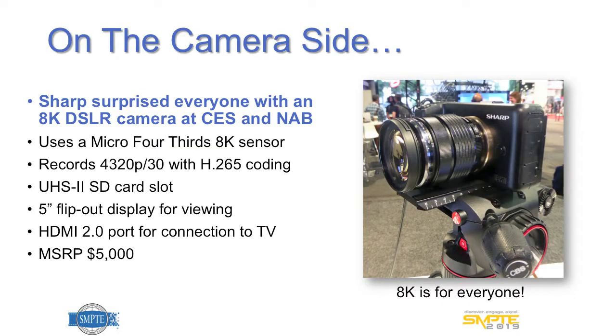And there's even an 8K consumer DSLR if you really want to spend the money on it. This was shown at CES and finalized at NAB. It's a micro four thirds 8K sensor, records 4320p30, can't do 60, using H.265. It's got a UHS-II SD card slot, a little flip-out viewfinder. The price is only $5,000. I mean, you know, nothing.